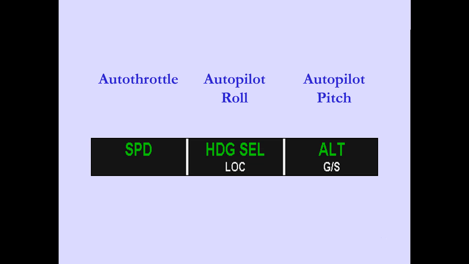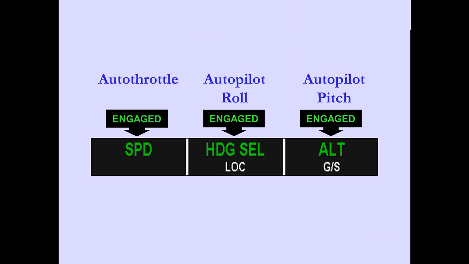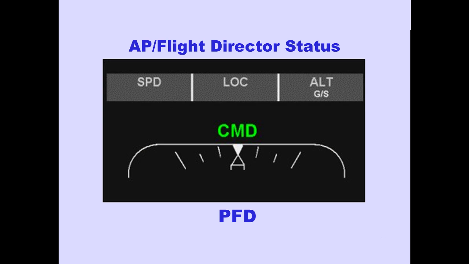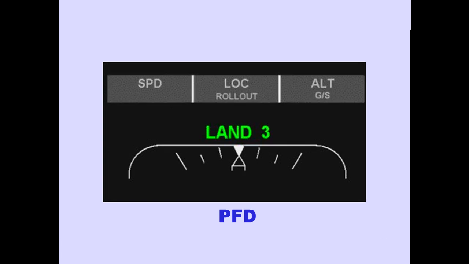The mode enunciated on the top in green is the Engaged mode. The mode enunciated on the bottom in white is the Armed mode. The Autopilot Flight Director Engage status is shown below the mode enunciations. Automatic landing status is also displayed on the PFDs.